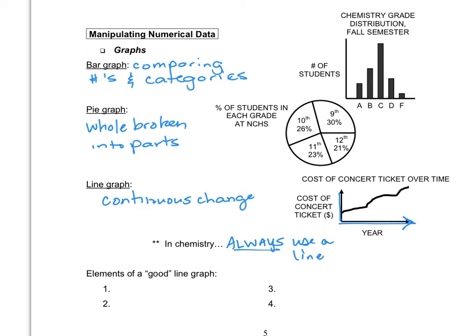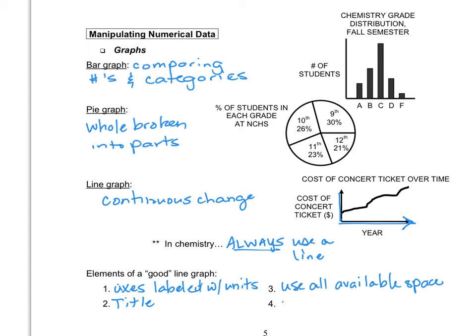So to have a good line graph, really to have a good graph at all, I have to have my axes labeled with units. Okay, I have to have a title. I need to use all of the available space. And it needs to be neat. Okay, if I can't read it, it's not really doing me a whole lot of good.